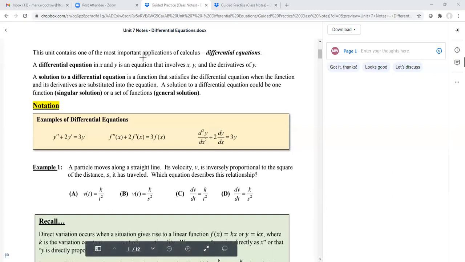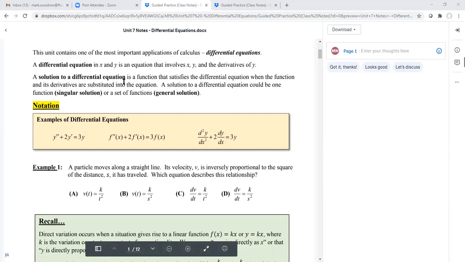So as this says at the top, this unit contains the most important application of calculus: differential equations. A differential equation is an equation that has an x and y in it and the derivative of y. So there's going to be a derivative in this. It's going to be a dy dx given to you, and you're going to have to find the original equation, and we'll talk about how to do that later.